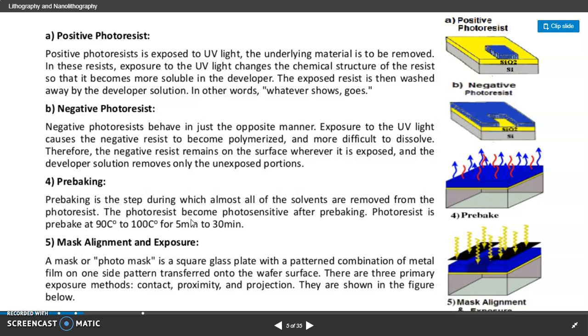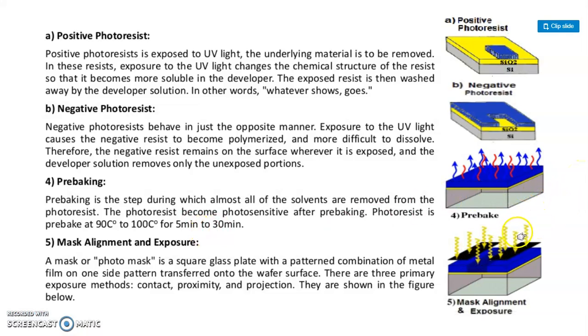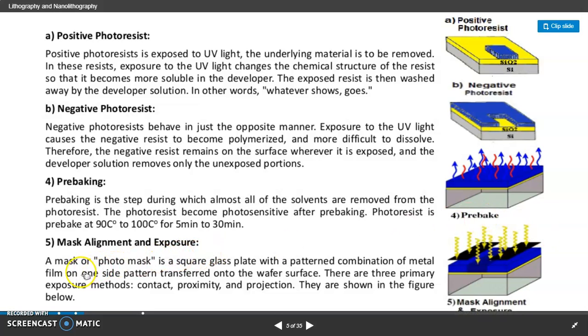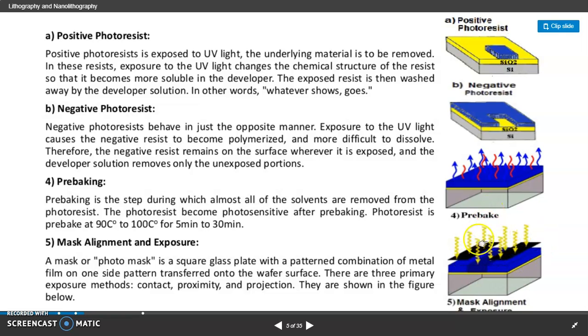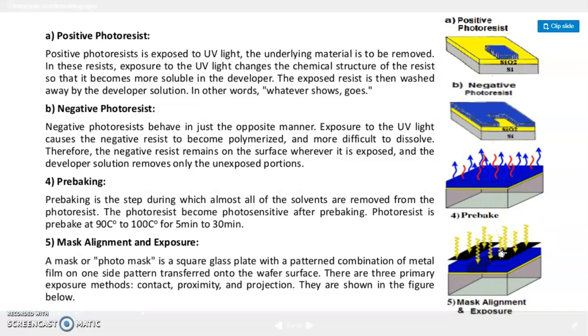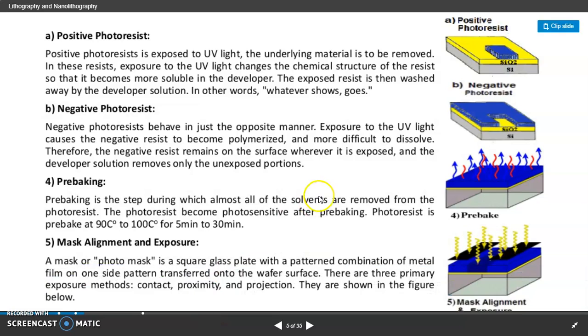Now next one is mask alignment and exposure. A mask or photomask is a square glass. Here you can see these two square glasses with a patterned combination of metal film on one side, and the pattern is transferred onto the wafer surface. There are three primary exposure methods: contact, proximity and projection, as shown in the figure.